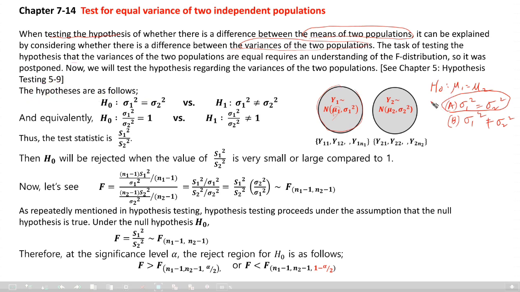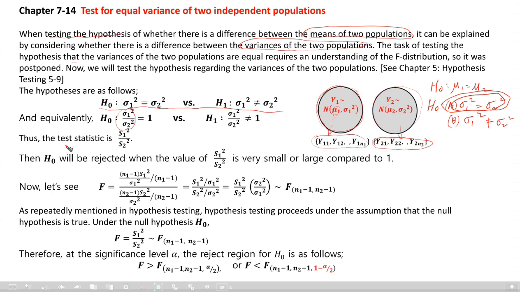We want to test H0: sigma 1 square equal to sigma 2 square versus H1: sigma 1 square not equal to sigma 2 square. See here. Remember this kind of diagram, I think. This population Y1, second population Y2, normal distributions, mu1 sigma 1 square, mu2 sigma 2 square. We obtain a sample from here and another sample from here, right? But now we try to test this one. Then it is just the same as this: sigma 1 square over sigma 2 square is 1 versus not equal to 1, right?